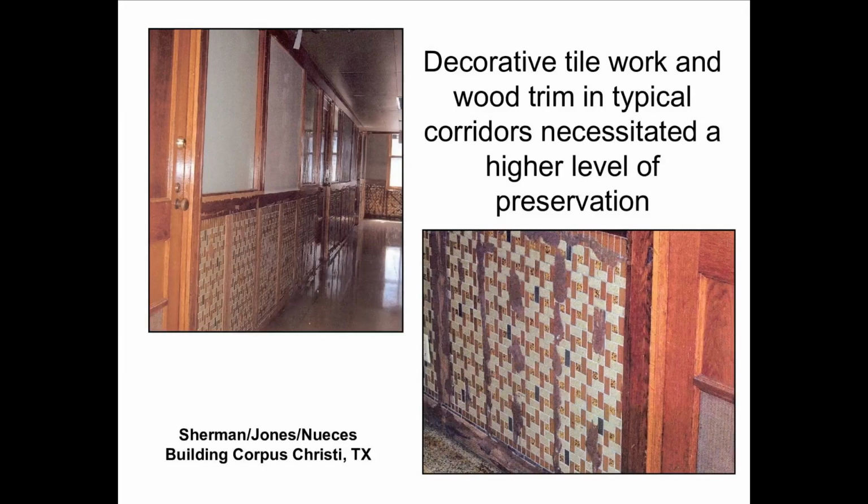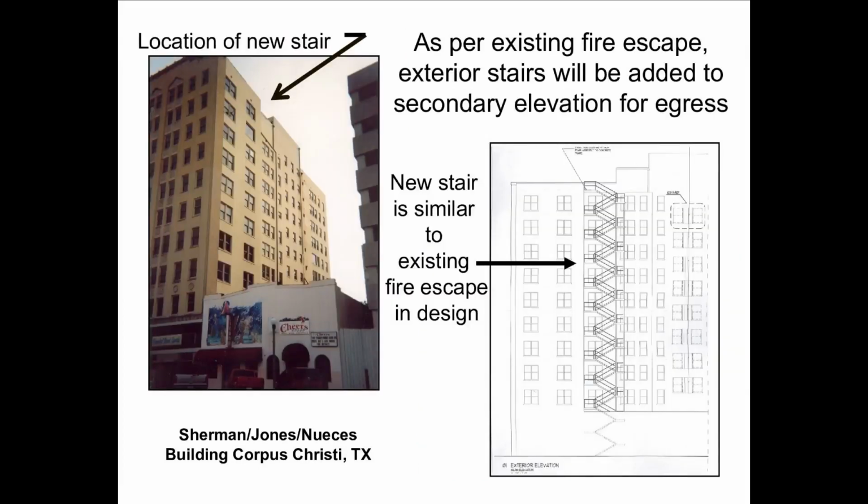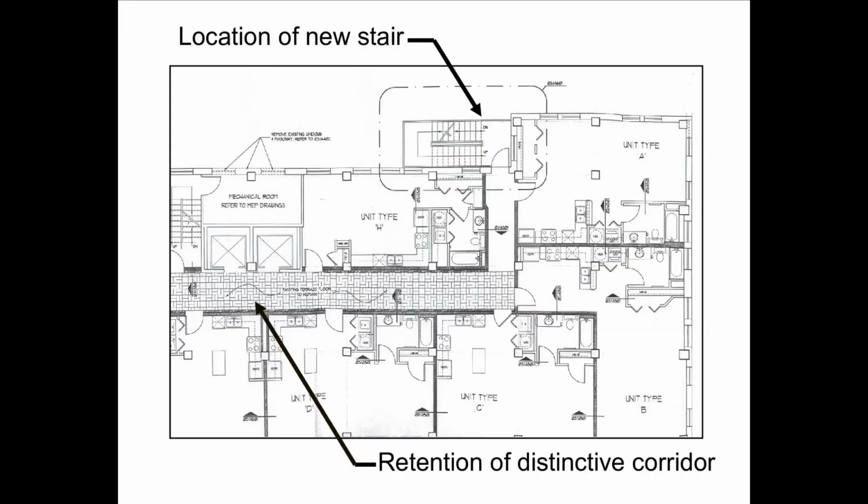As in the case of this building, its decorative tile work and wood trim in typical corridors necessitated a higher level of preservation. As per the existing fire escape, exterior stairs will be added to the secondary elevation for egress. Here you can see the location of the new stair so as to retain the distinctive corridor.